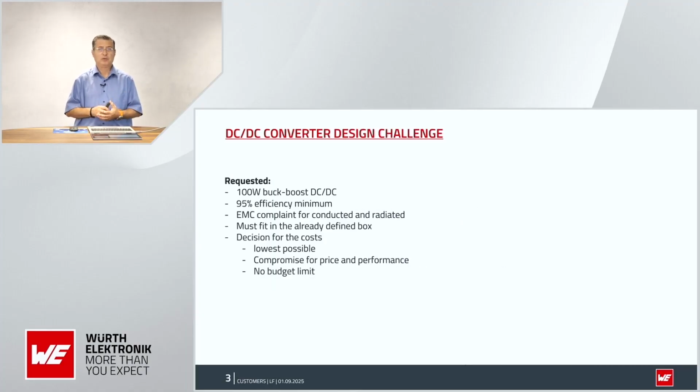Today we will talk about a 100 watt buck-boost DC-DC converter, which needs to be designed for 100 watts with 95% minimum efficiency. It must pass all the EMC tests like radiated emission and conducted emission. It must sometimes fit in a defined box because marketing decides where you have to put this design. So the marketing department already sold your design before you even think about what you have to do. That's the reason why you have a defined box.